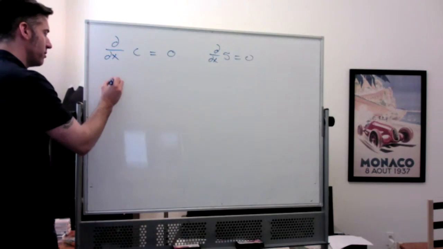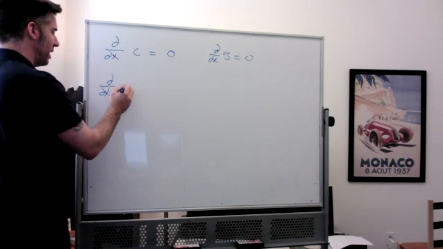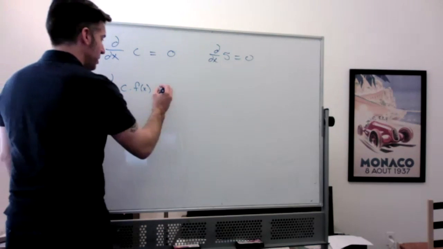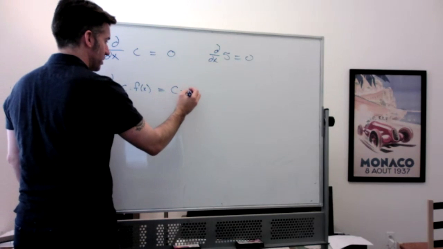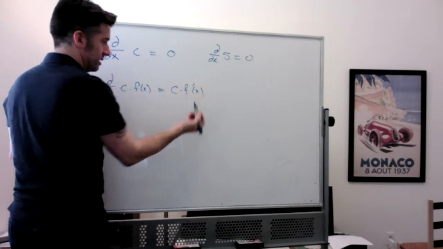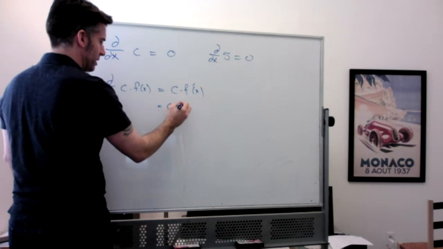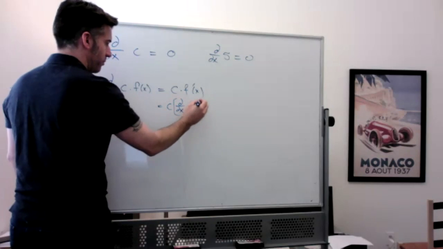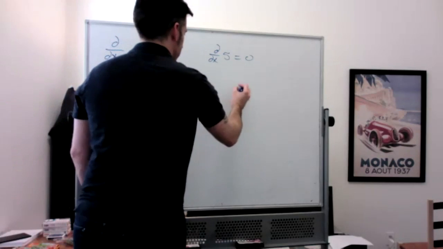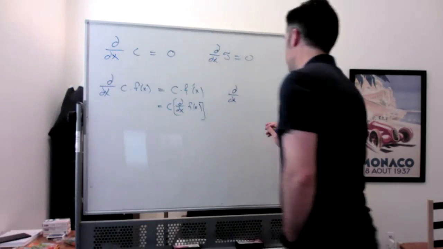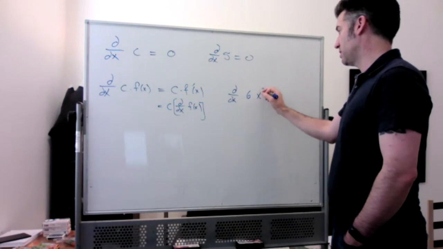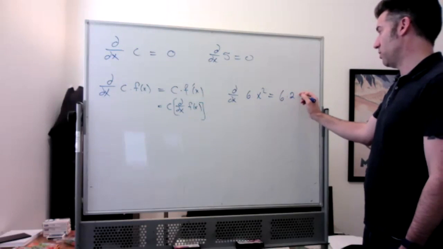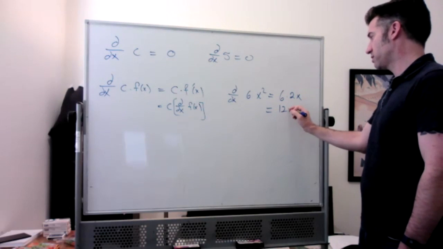On the other hand, if you have a constant times a function, its derivative is going to be the constant times the derivative of that function. You write it as c times f prime of x, or as c times the derivative of f of x. Either way. For example, the derivative of 6 times x to the second, we know is 12x, but really it's 6 times 2x, which is 12x.